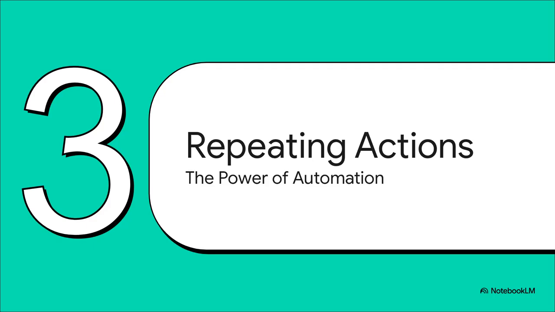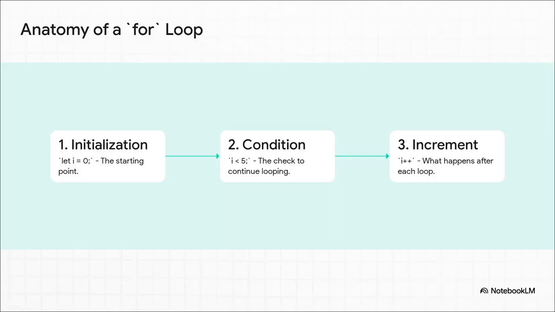So our code can now make choices. Awesome. Now let's give it a real superpower, automation. We're going to teach it how to repeat actions so we don't have to write the same lines of code over and over and over again. The classic for loop can look a little intimidating at first glance, but really, it's just three simple parts. First, you have the initialization. That's your starting point. Then you have the condition, which tells the loop when it should stop. And finally, you have the increment. That's what happens after each time the loop runs. So in this case, we start at 0, we keep looping as long as our counter is less than 5, and we add 1 to it each time.